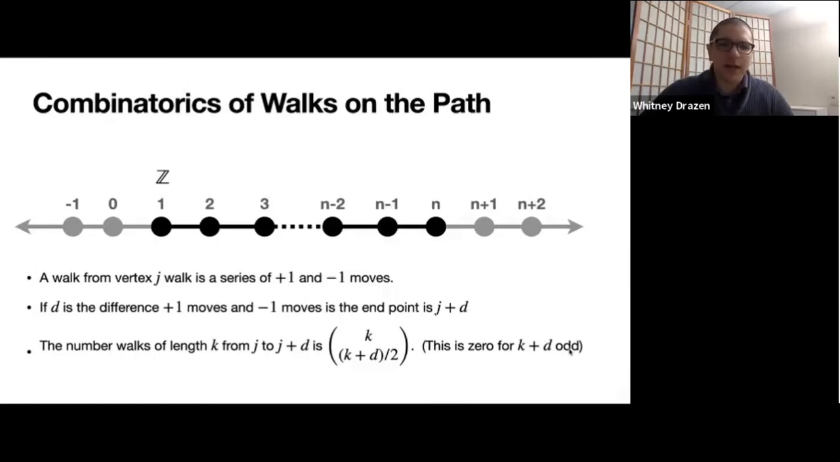And if k plus d is odd, then we're just saying that this binomial coefficient is 0, because there's no way to choose half a thing. Okay, so for ease of notation, we're just going to call this n_k,d, so we don't have to keep writing out the more complicated binomial coefficient.